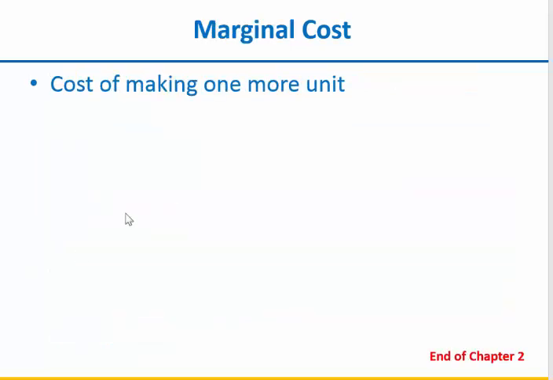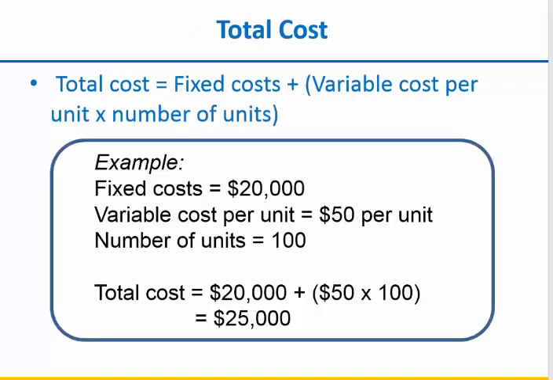Okay. So the next concept is marginal cost. It's very simple. It's basically the cost of making one more unit. In the previous example, if this is about manufacturing cost, then I would say the marginal cost is the $50, because the fixed cost remains constant even if you increase your production by one more unit. So the only additional cost we have here is the variable cost per unit. So it's $50.